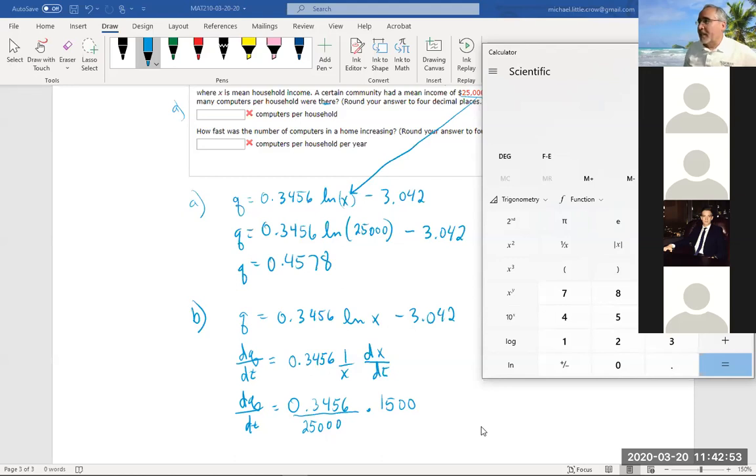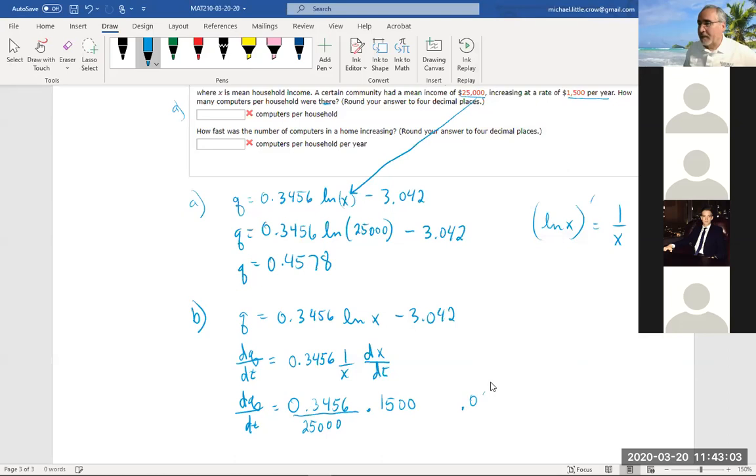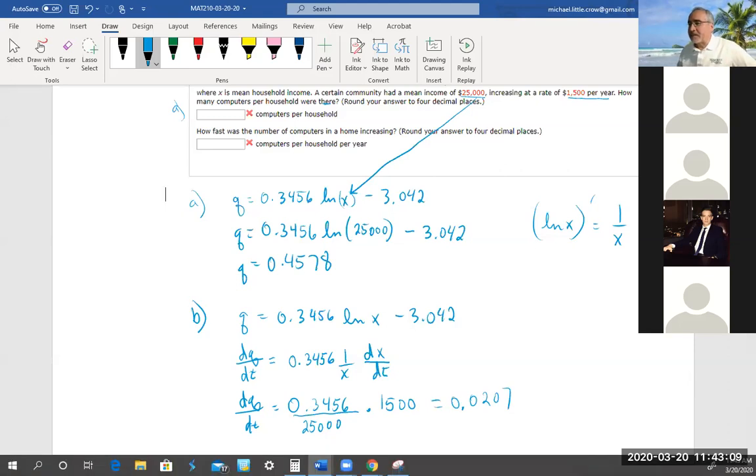So actually 0.0207, 4 decimal places. And let's just check that one.